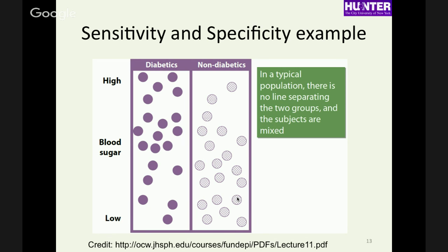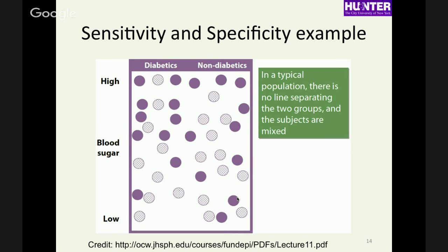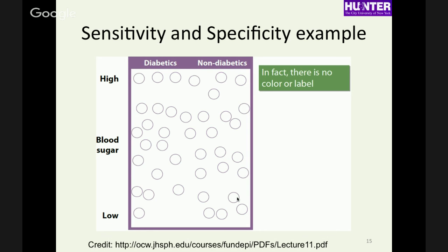Now, in a typical population, so this was not really a population, this was a trial where we had 20 people where the answer was known. But once we go and apply this to a new set of potential diabetics, there's of course no line separating them. We don't know who the diabetics are. And in fact, there are no labels either. All we have is 40 people.